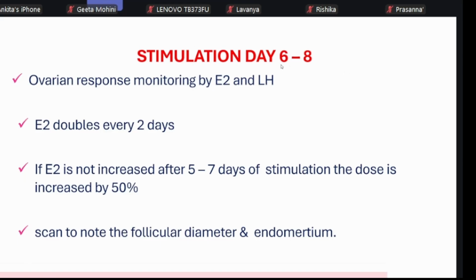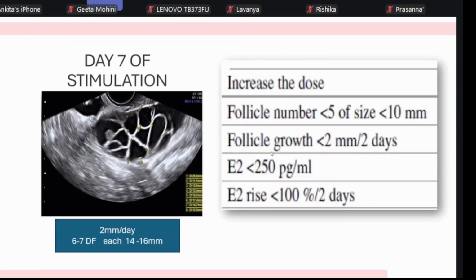On day 6 to day 8, again we monitor the response, see the size of the follicles, whether they have increased or not, as well as the endometrium. We monitor the follicle diameters as well as the endometrium. If there is no satisfactory response, we can consider increasing the dose to a maximum of 450.